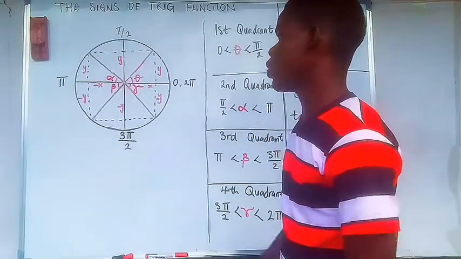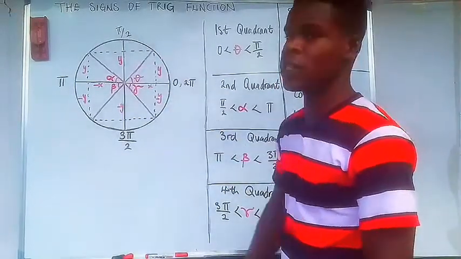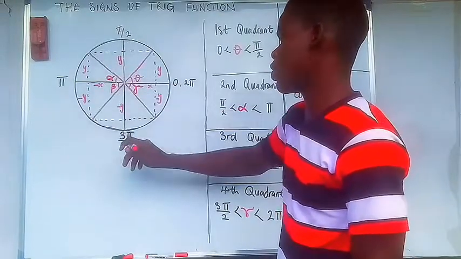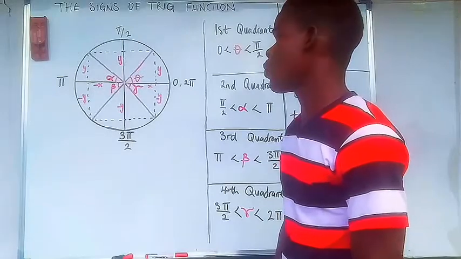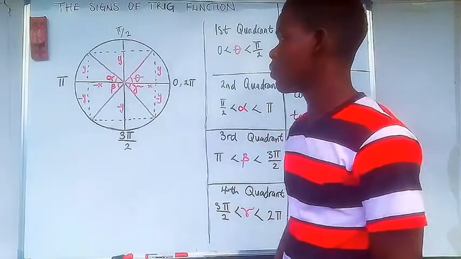Now we notice that from here to here makes it 90 degrees, same thing as from here to here and here to here and here to here. So all together we're having 360 degrees. Now we divide this into 4 equal parts this way.